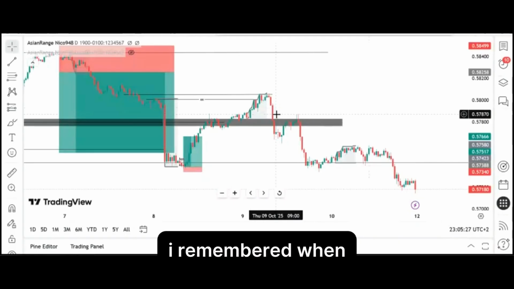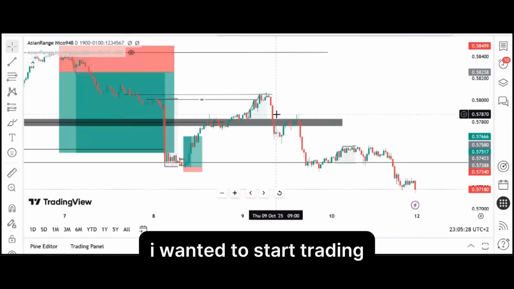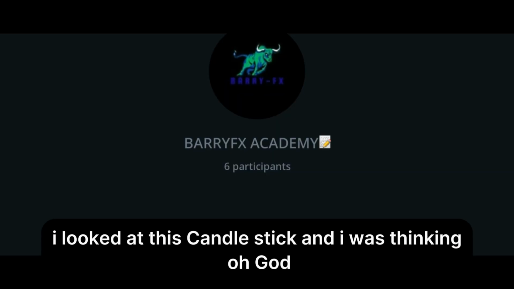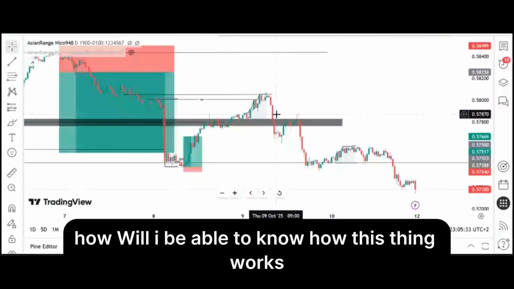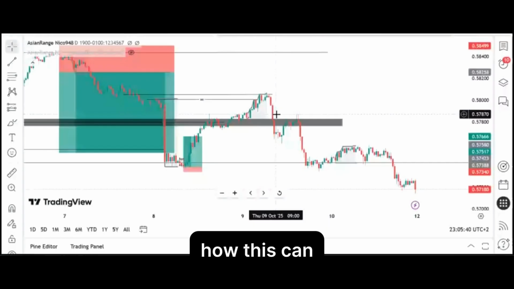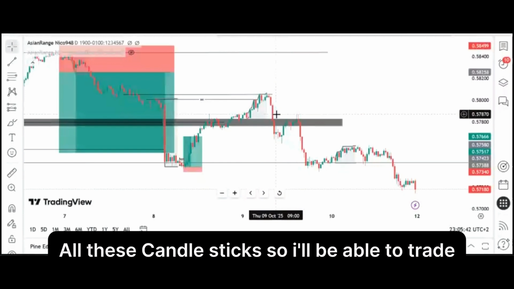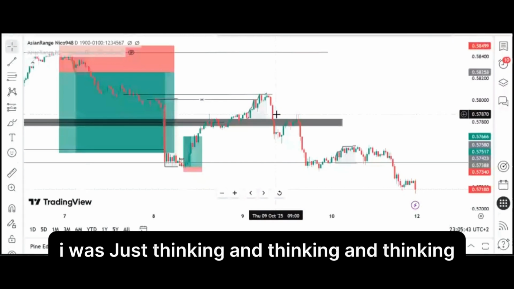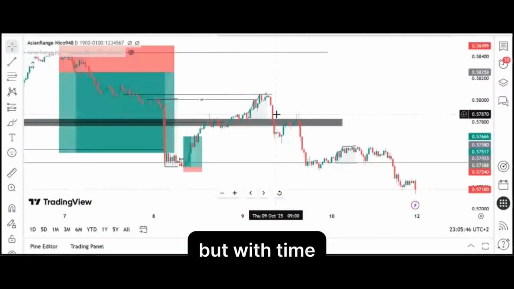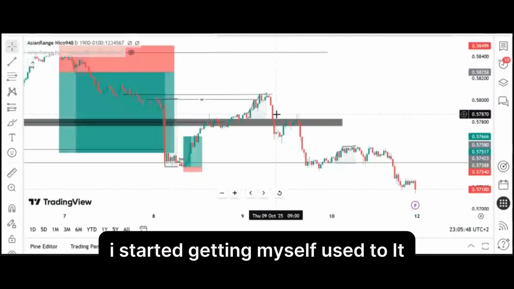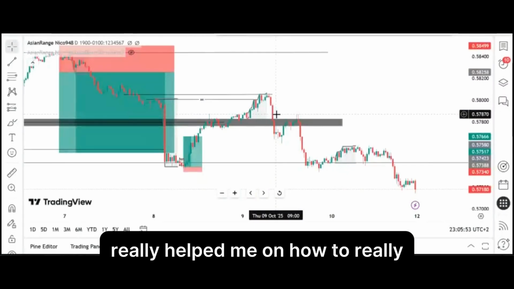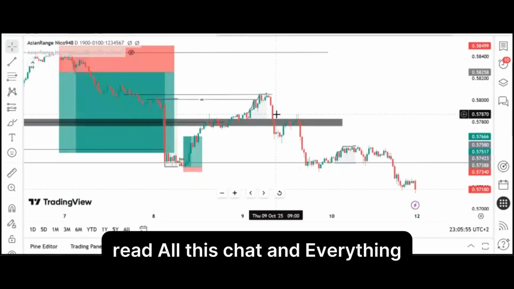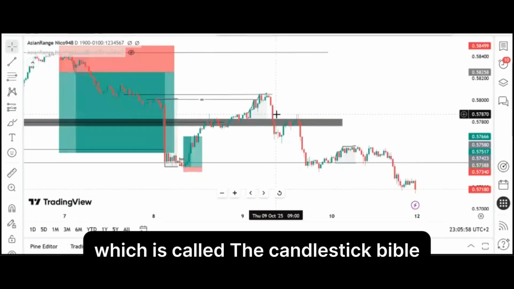I remember when I wanted to start trading, I looked at these candlesticks and I was thinking, oh God, how will I be able to know how this thing works? How to count all these candlesticks so I'll be able to trade. I was just thinking and thinking, but with time I got used to it. And there's this PDF, this book that really helped me read the chart, which is called the Candlestick Bible.